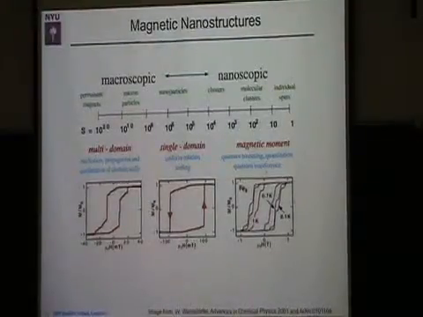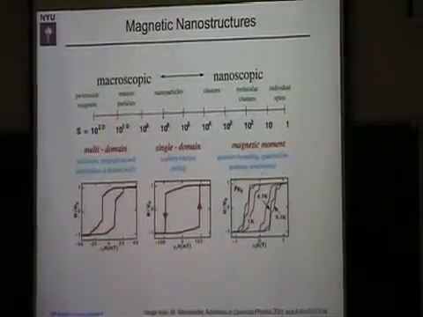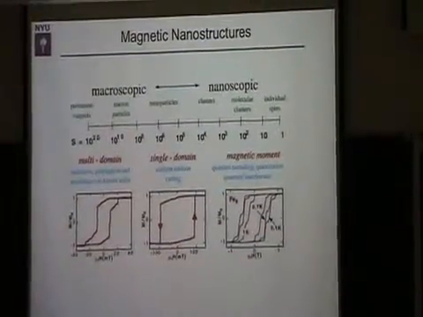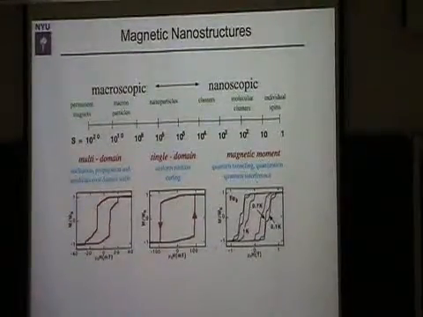Okay, so that was my overview of the energy of magnetic systems, of classical energy. I'm now going to talk about single magnetic domains and also about how you describe the dynamics of domains.